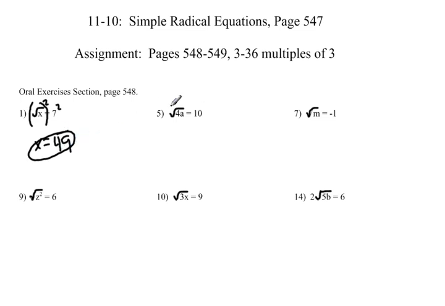For example 5, same thing again. I'm going to square both sides, so you get 4a equals 100. And now just solve for a. So divide by 4 on both sides, and you get a equals 25.